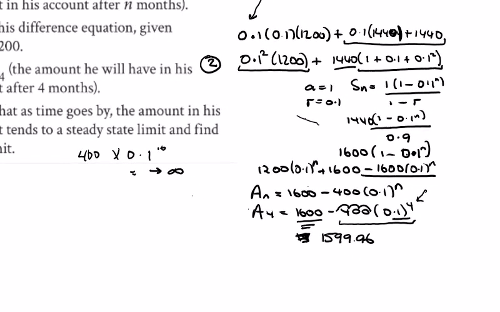That's actually what we're doing here now for this second one. As n approaches infinity, 0.1 to the power of n tends to 0. So that's the end of this question.